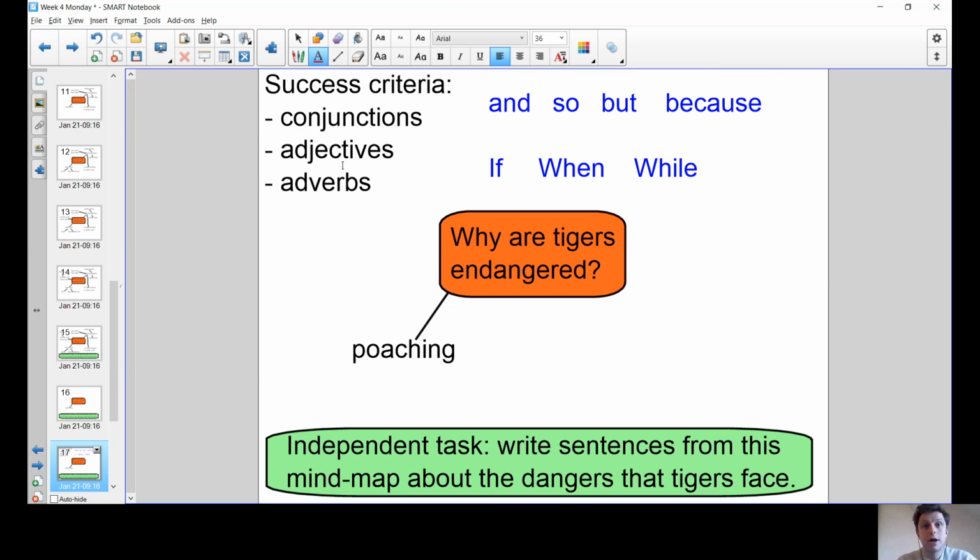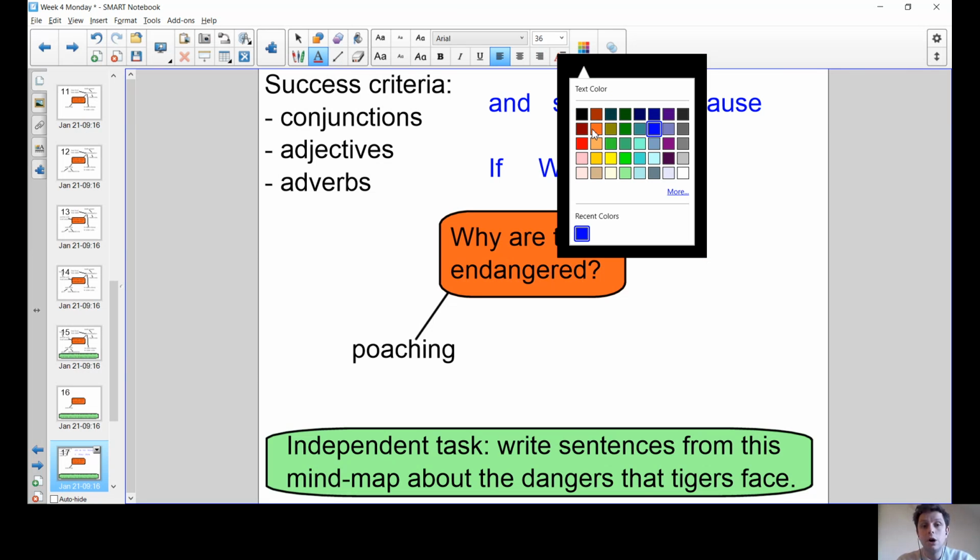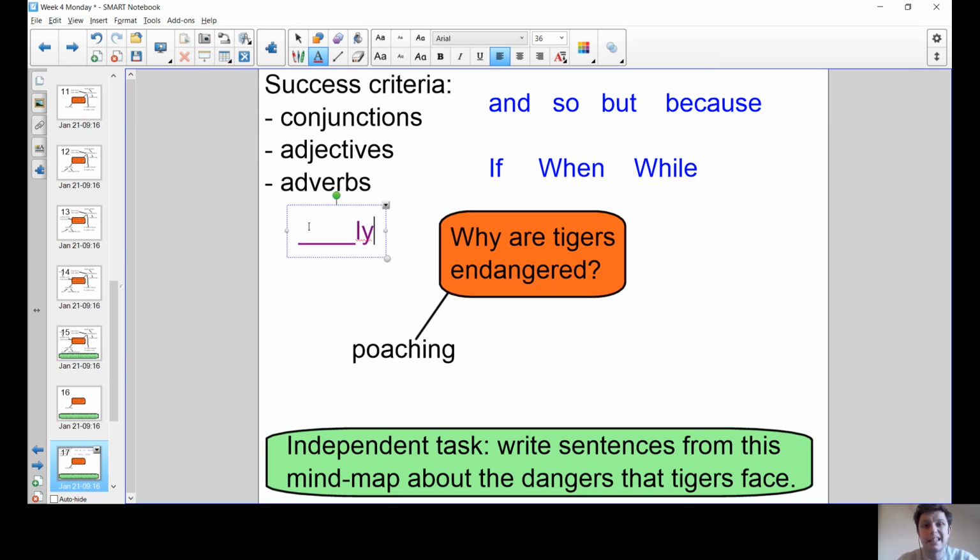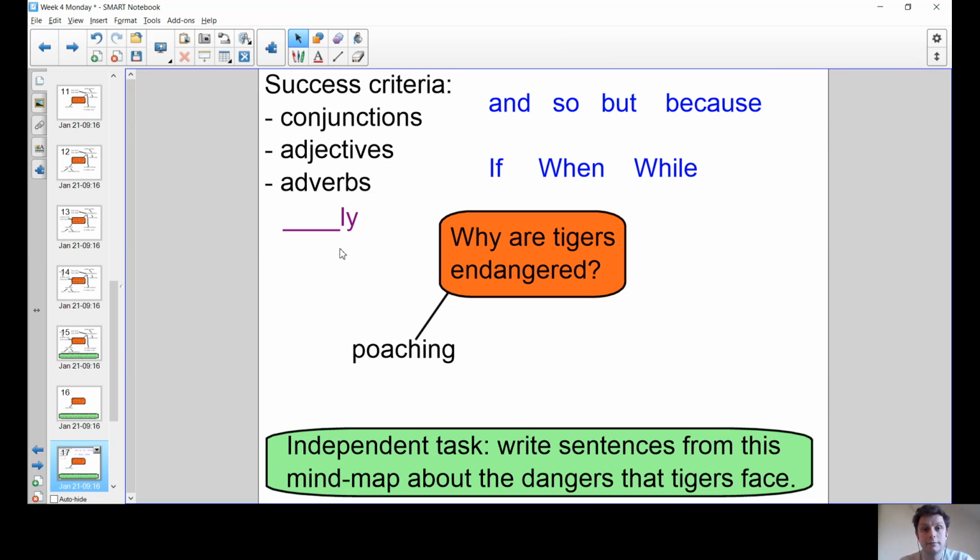Adjectives. Now, adjectives are describing words. We use them really well in expanded noun phrases. So when you're writing your sentences, make sure you're describing things carefully with some creative adjectives. And finally, we've got adverbs. Now, remember, adverbs often end in ly. That's how you can notice something as an adverb. And they tell you how something is happening.